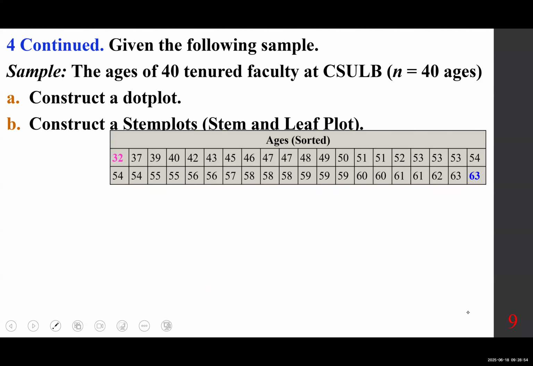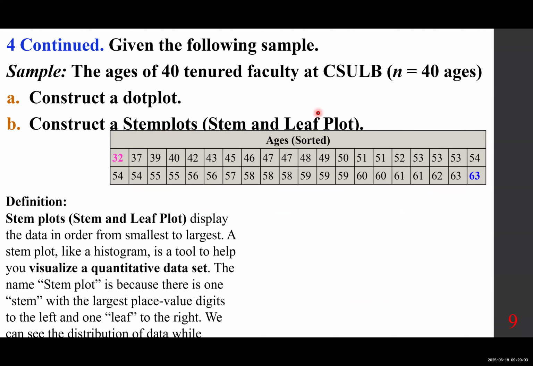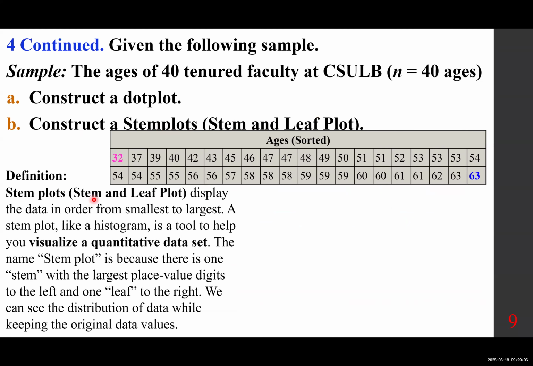Now, the next part is to go to stem plots, also known as stem and leaf plot. So what is that? Stem plots display the data in order from smallest to largest. A stem plot, like a histogram, is a tool to help you visualize a quantitative data set. The name stem plot is because there is one stem with the largest place value digits to the left and one leaf to the right. We can see the distribution of data while keeping the original data values.